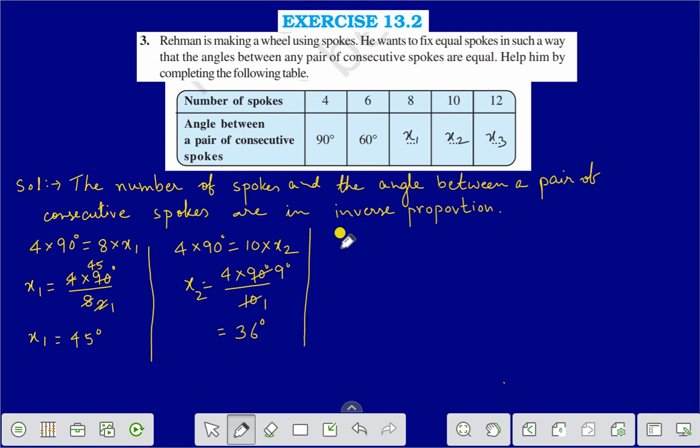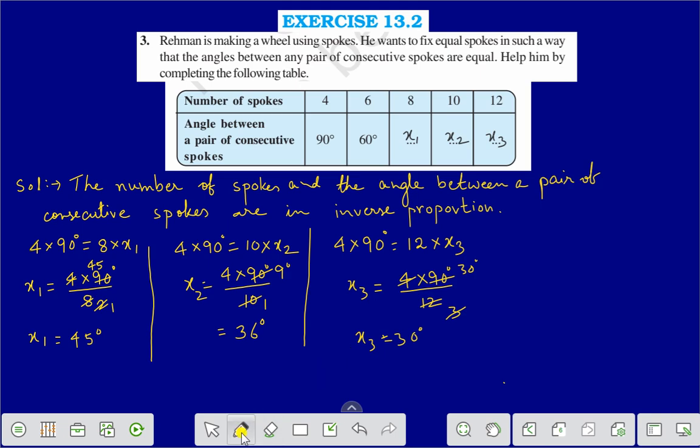Again, if we find the value of x3, that is 4 into 90 degree, and that is equal to 12 into x3, or the value of x3 is equal to 4 into 90 degree divided by 12, or 4 ones are 4, 4 threes are 12, or 3 threes are 9. Therefore, the value of x3 is equal to 30 degree.